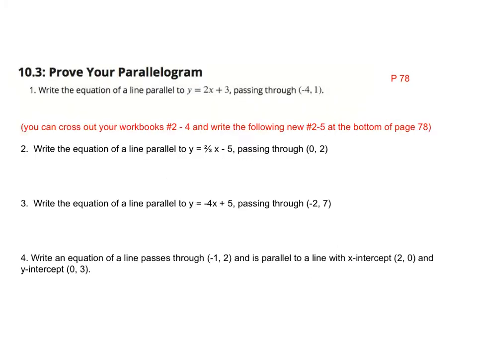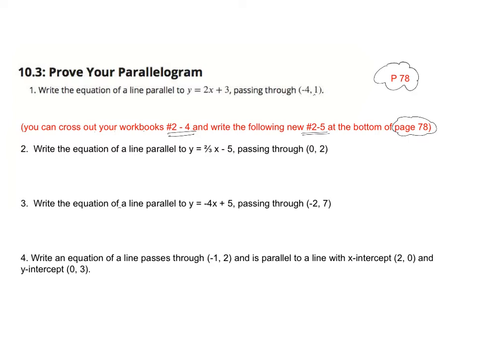So if you could turn to page 78, I'm going to use the very first question that your workbook has. Notice that your workbook on page 78, number 1, says write the equation of a line parallel to y equals 2x plus 3 passing through this point. But then notice my next questions 2 through 4 are not the same as in your book. You can cross out your workbook's numbers 2 through 4, and instead we're going to do a different set of 2 through 5. Number 5 is on the next page. So anywhere on page 78, you can write these new problems. We'll get to those in a moment.